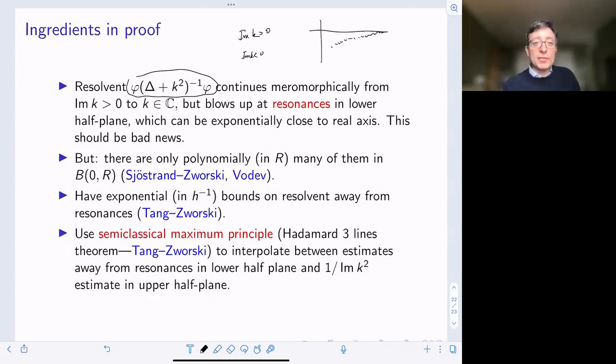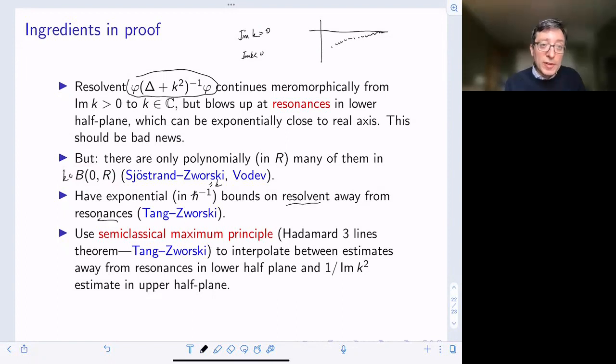But there are a couple of pieces of good news that save you. One is that it's known that there's an estimate on how many resonances there can be. If I take a big ball, there can only be polynomially many for K in that ball. And on the other hand, I also get some bounds on the resolvent away from the resonances in the lower half plane. And they're terrible bounds. They're exponential in 1 over h. That should be 1 over h bar, rather, exponential in K.